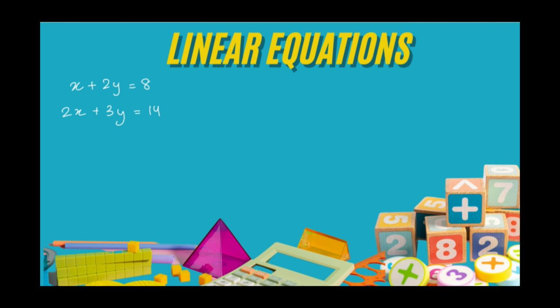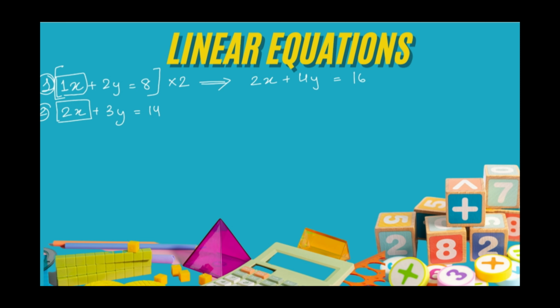Okay, let's see another example. We have the first equation x plus 2y is equal to 8 and our second equation is 2x plus 3y is equal to 40. In order to eliminate any one of the variables, we need to make the coefficients equal. You can see the coefficient of x is 1 in the first equation and 2 in the second. Let's eliminate x. To make the coefficients equal, I multiply the first equation by 2. So I get 2x plus 4y is equal to 16.